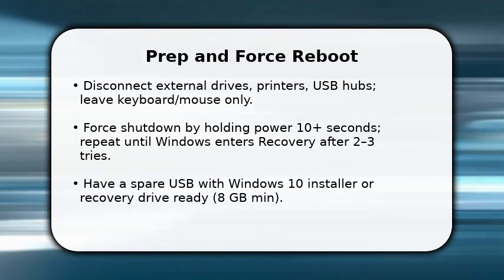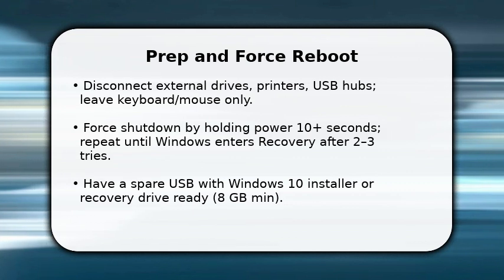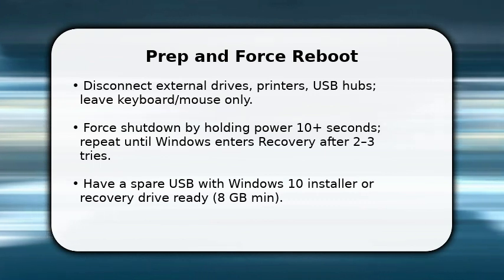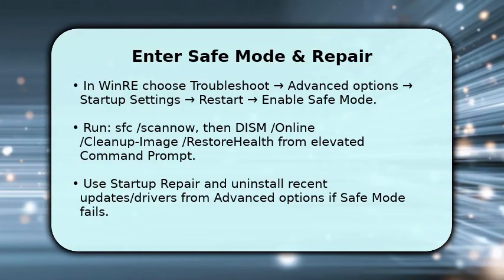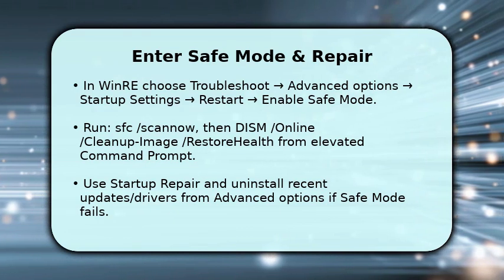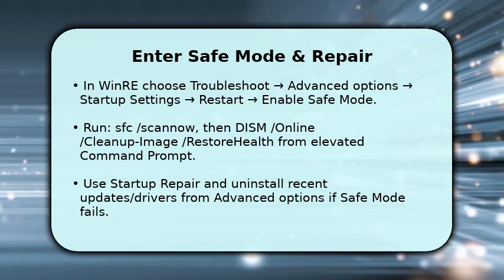Once in WinRE, make sure you have a recovery USB or Windows 10 installer available. This is the only reliable fallback if system files are irreparably damaged. Once you're in the recovery options, navigate to Troubleshoot, Advanced Options, then Startup Settings and restart to enable Safe Mode. Booting Safe Mode loads minimal drivers so you can run repairs safely.